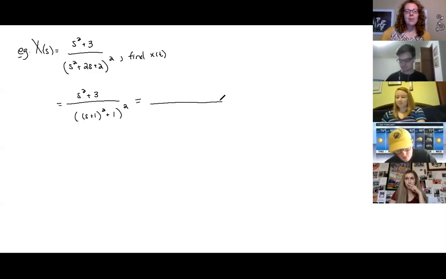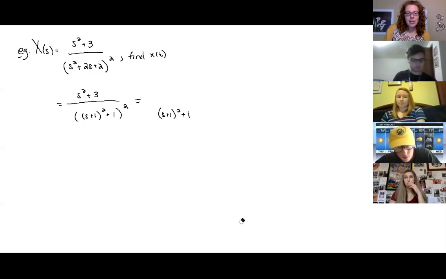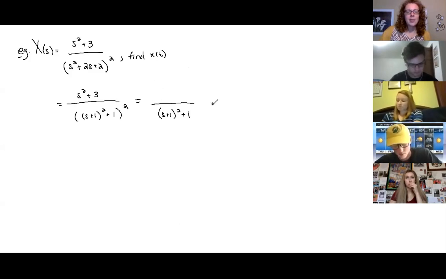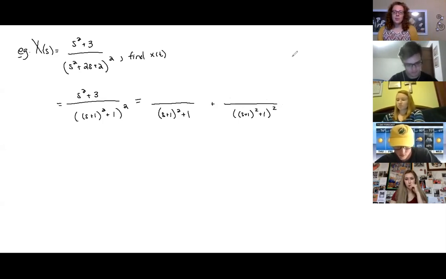When you have a repeated factor, remember this looks like the factor. So that's my first denominator. The factor is going to be S plus 1 quantity squared plus 1. That's my first denominator. And then my second denominator is that part squared. So S plus 1 quantity squared plus 1 quantity squared. Those are my two pieces.